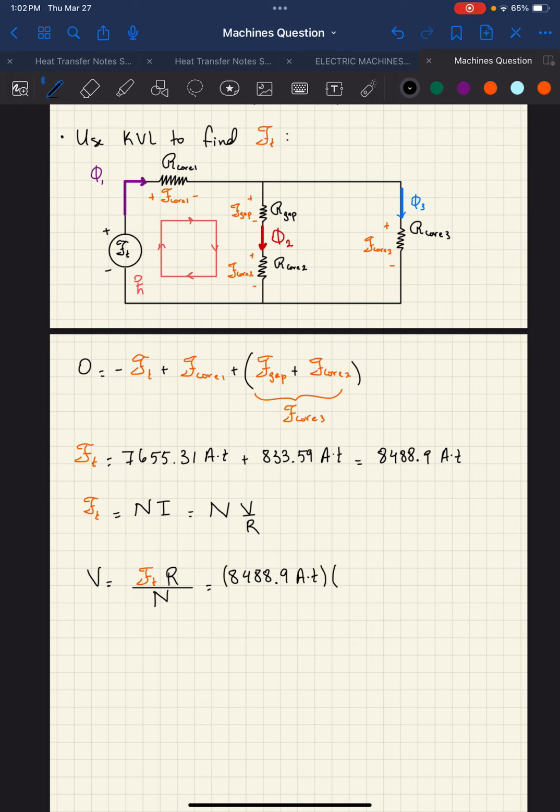The resistance they gave you is 0.05 ohms. The number of turns is 80 turns, and you should get 5.3 volts. Okay, that is the entirety of part A.